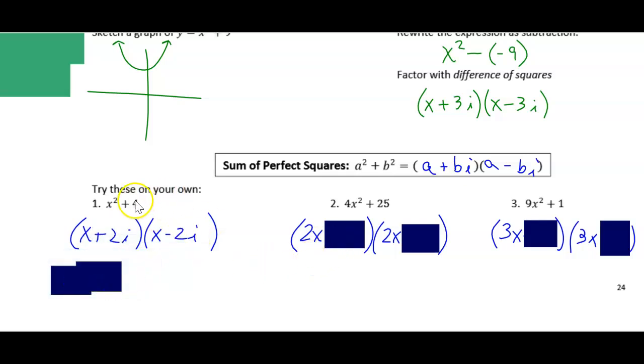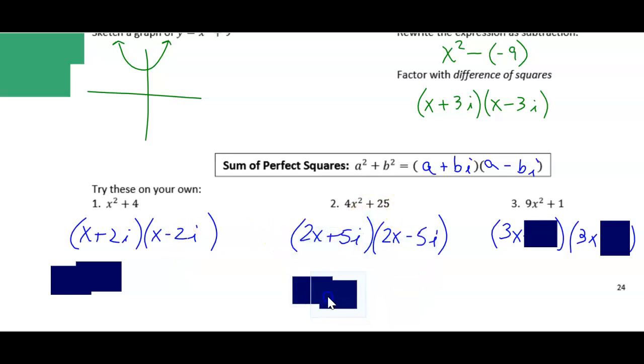So just like minus 4, but with 2i and 2i. This one's going to be just like minus 25, but with i's on the 5s. And here it's going to be just like minus 1, but with i's on them.